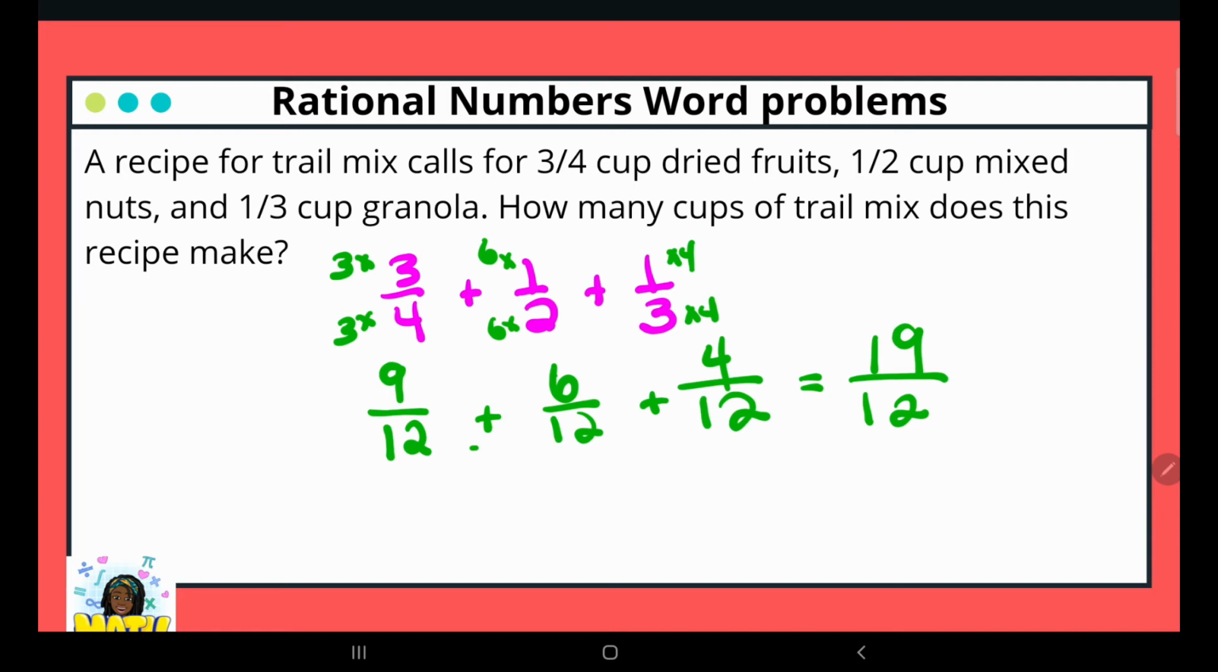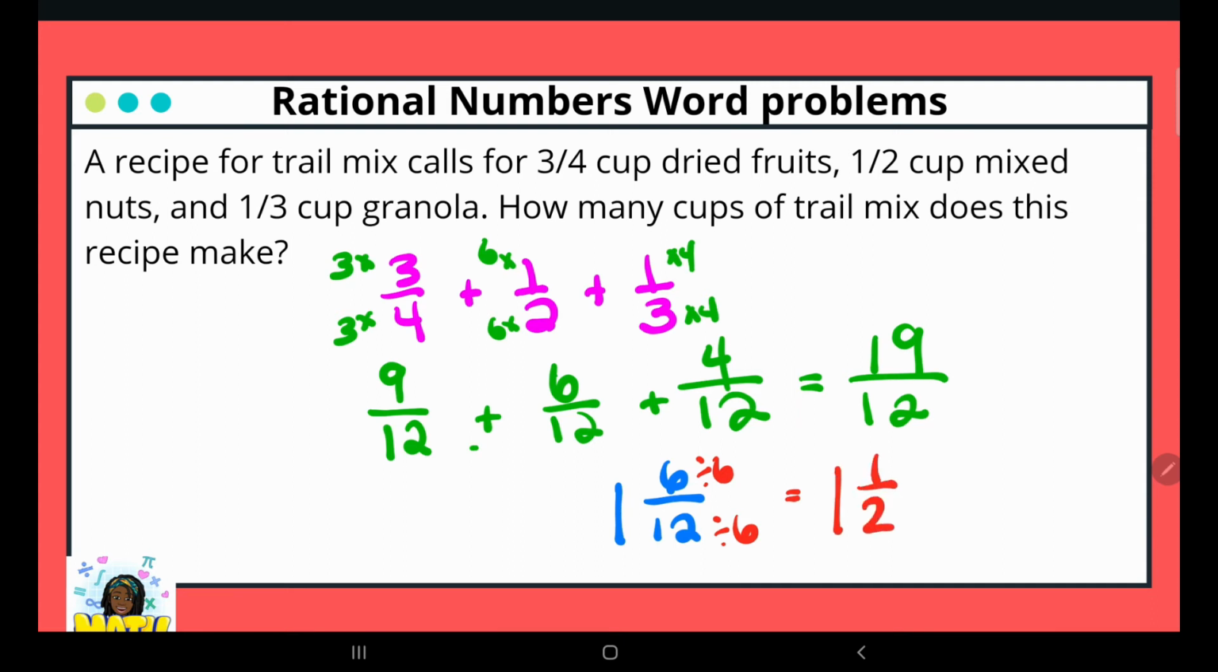So 12 goes into 19 once. 19 minus 12 is 6. And then I rewrite my denominator of 12. Now this can still be simplified further. So I know that 6 and 12, right, can be simplified. 6 goes evenly into itself once, and 6 goes evenly into 12 once. So if I divided the numerator by 6 and the denominator by 6, then I would end up with 1 1/2.